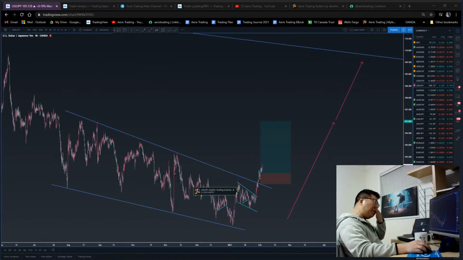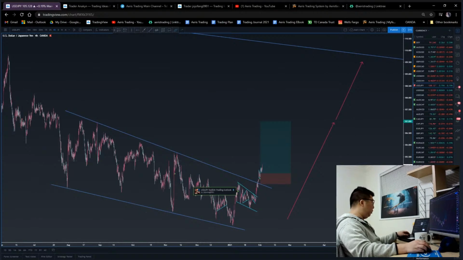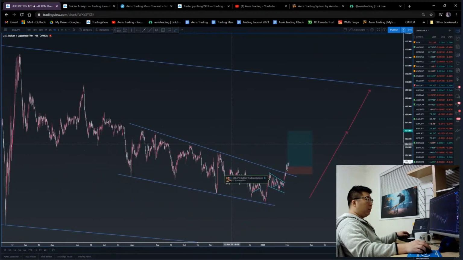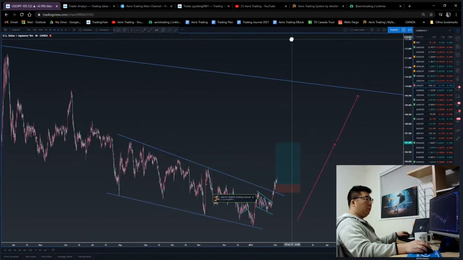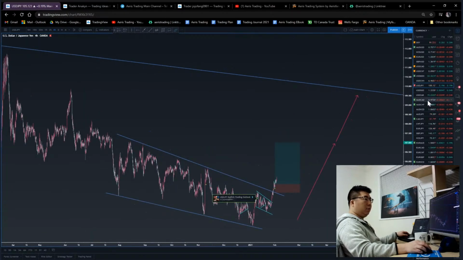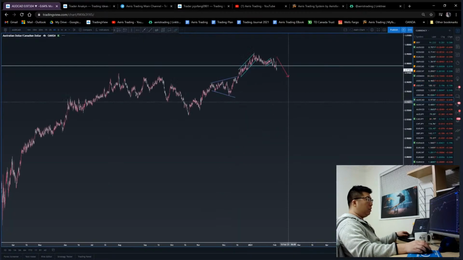Euro Kiwi, yeah, I'll take a look at Euro Kiwi after. I do see Euro Kiwi is very likely to be bullish as well. So that's all. Any question? Let me know. Let's continue, guys. Continue on to a few Aussie pairs.